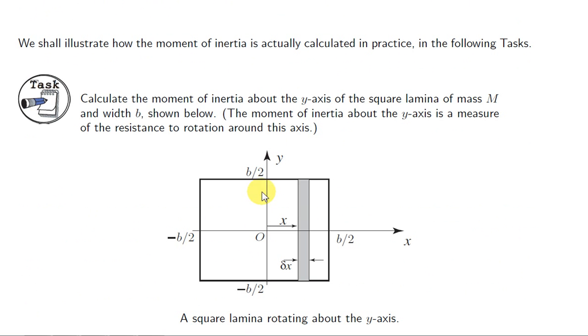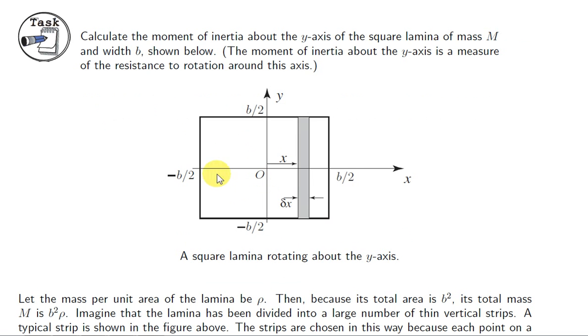Now in this example we are going to calculate the moment of inertia of this square lamina of mass m about the y-axis. So we imagine it rotating around the y-axis. So it's not rotating around a point as such here, it's actually rotating around a line. So it will be rotating out of the screen and into the screen. So the moment of inertia of it about the y-axis is a measure of its resistance to rotation about the y-axis. So the bigger its moment of inertia about the y-axis, the more difficult it is to rotate this lamina about the y-axis. Now, the sides of this square are b units.